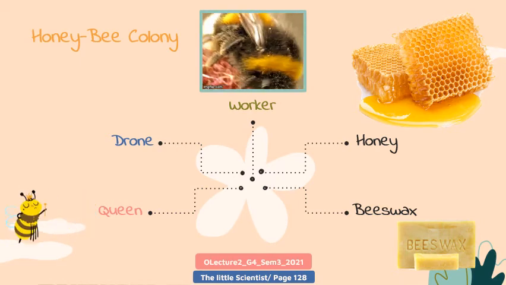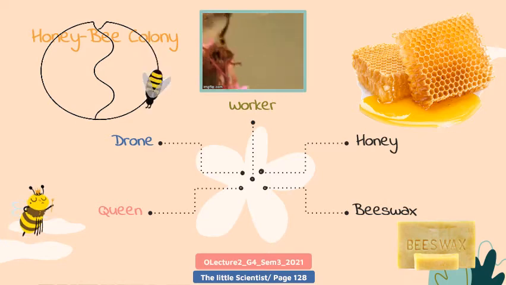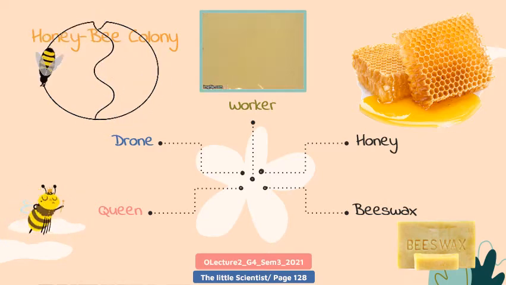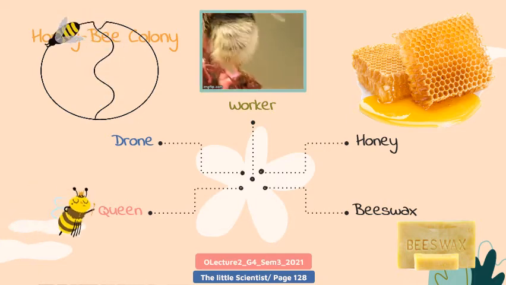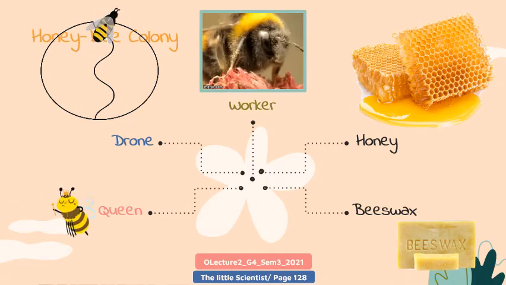Bees are social insects, so they communicate with each other. How do they communicate? They use special dances to tell other bees where food is.